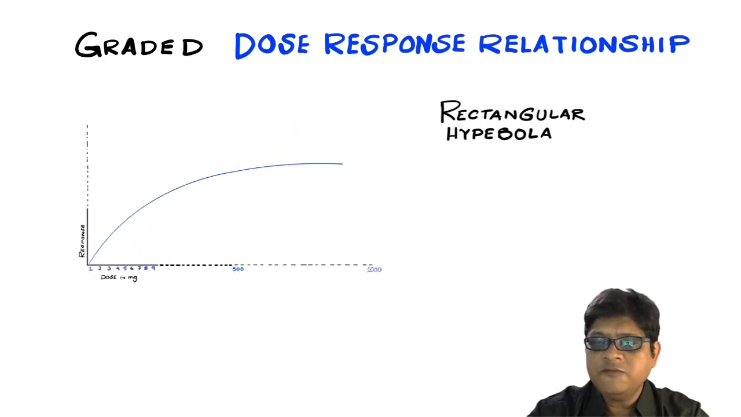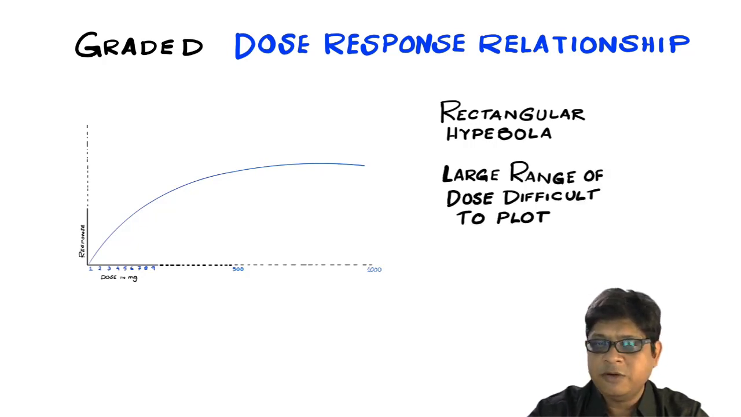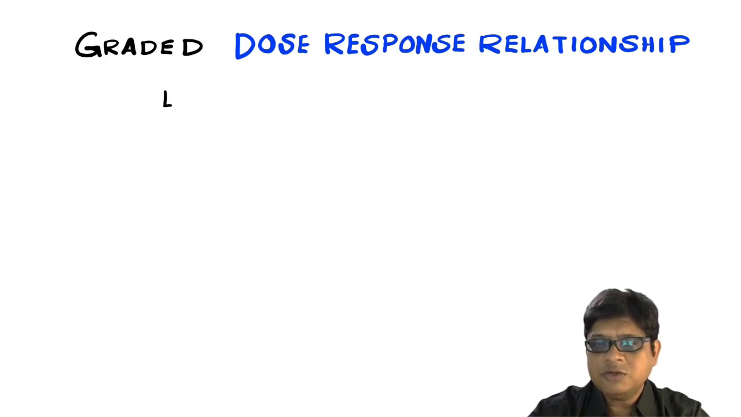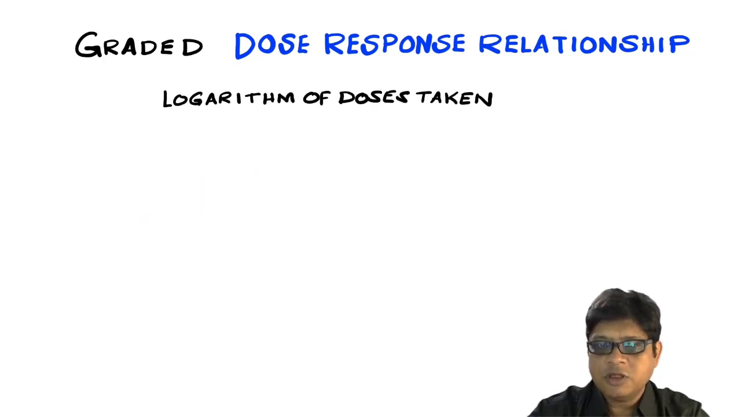Then we will have to give 500 or 1000 doses of the drug, and it is not possible to accommodate all those 500 or 1000 doses in a single graph paper. We will be running out of the paper soon. So to circumvent this problem, what we do, we would like to take a logarithm of the doses.